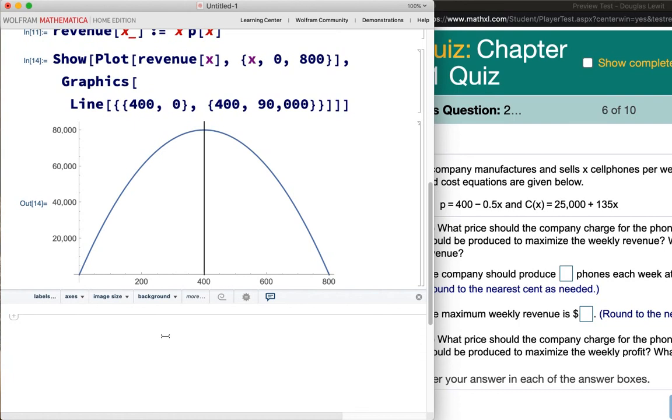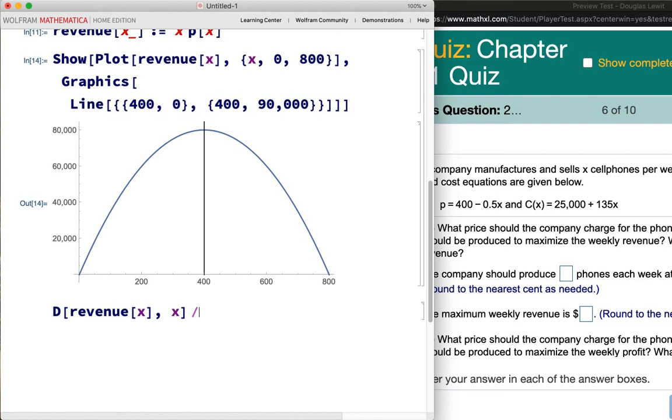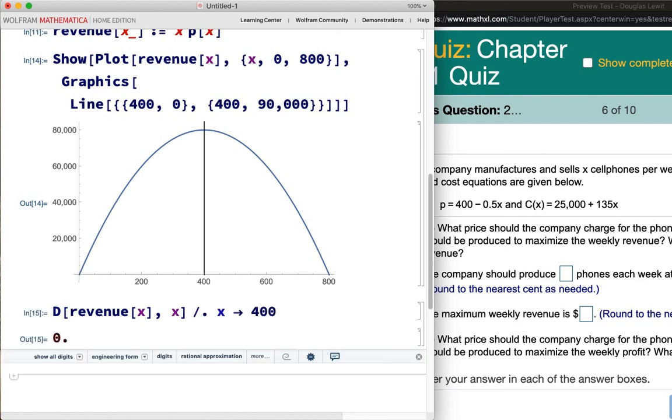We could check and see if that's true. The derivative of the revenue function of x with respect to x, when x is 400, it should be 0. Okay, which means this is a maximum or a minimum. We can see from the graph it's a maximum. It can't be a minimum.